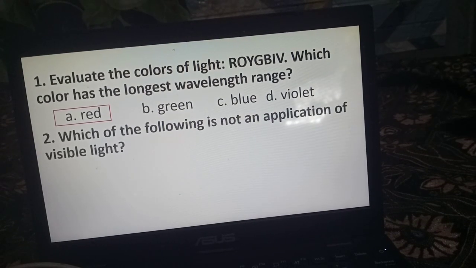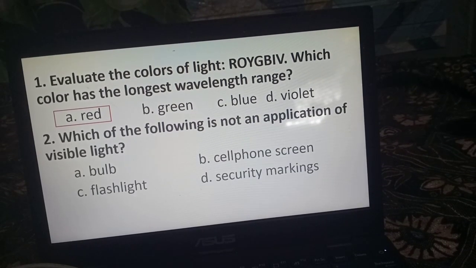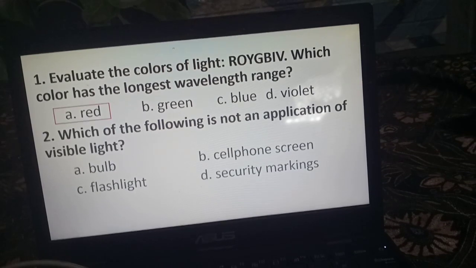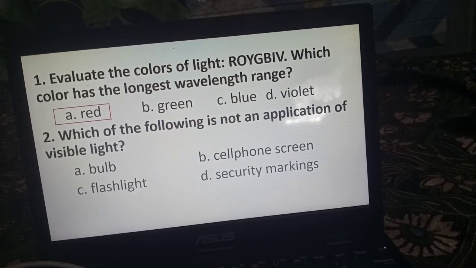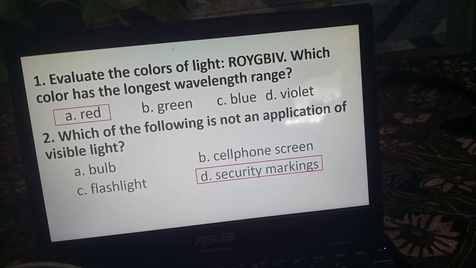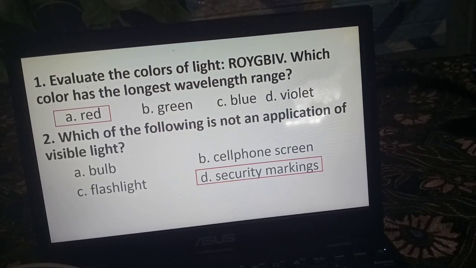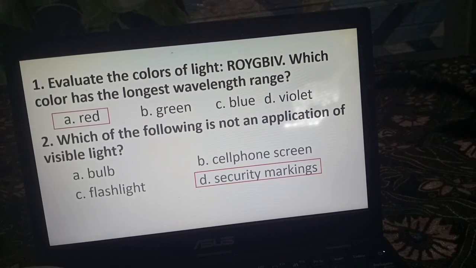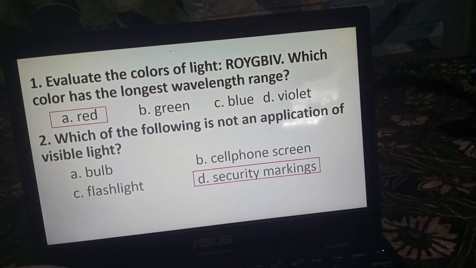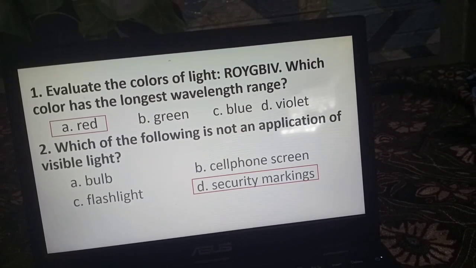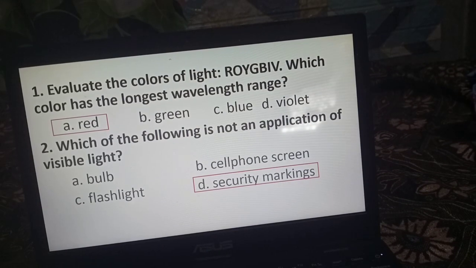Number 2. Which of the following is not an application of visible light? A. Bulb, B. Cell phone screen, C. Flashlight, D. Security markings. Not an application of visible light. The answer is security markings. Why? It belongs to one of the applications of ultraviolet. Kanang security markings, kana bang i-check ang banknotes or ang bills, if fake or genuine bills. Kwarta sa bangko. Ultraviolet actually ang ilagi gamit to check the security markings of banknotes.